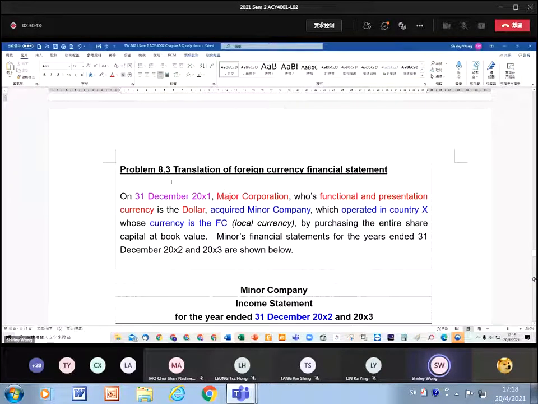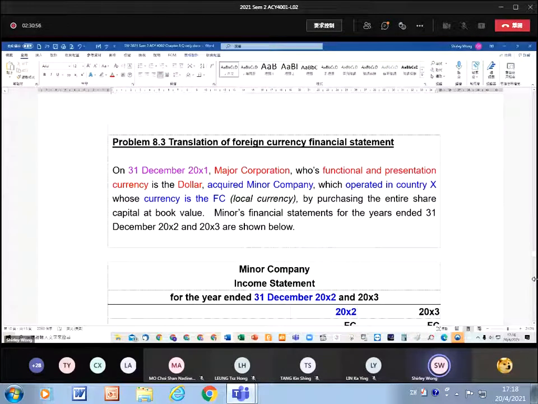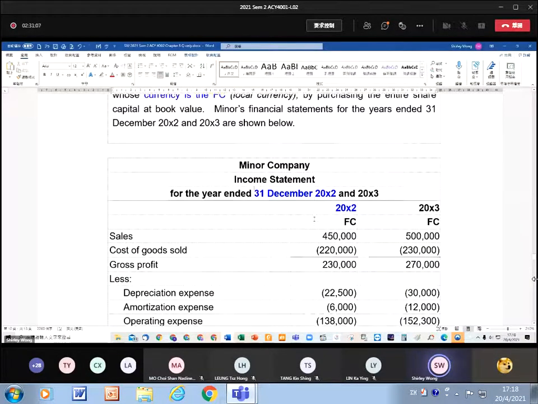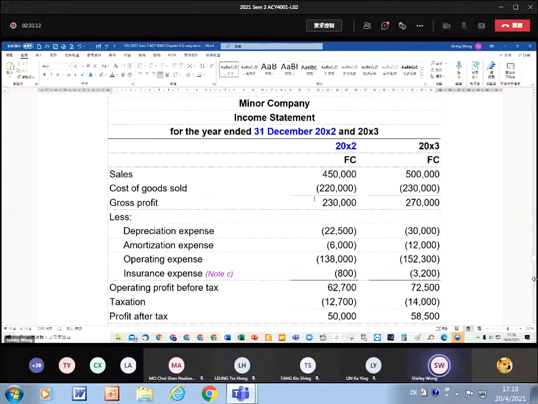Let's read the question again for 8.3, and then they ask you to prepare the remeasurement method in 8.4. So let's have a look. On 31st of December 2001, the major corporation's functional currency and presentation currency is dollar, while the minor company's local currency is FC. And then they give you the income statement for 2002, and we only focus on 2002. The problem here is they do not give you the statement of financial position at the beginning. Therefore, it is a little bit difficult for you to find out all the things.